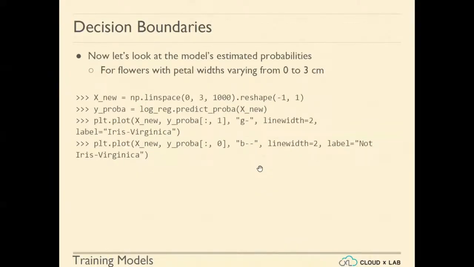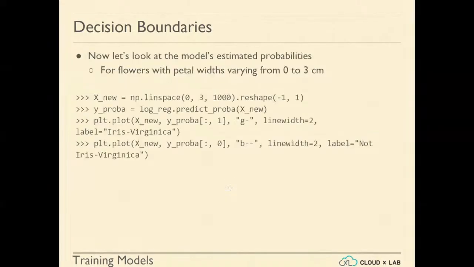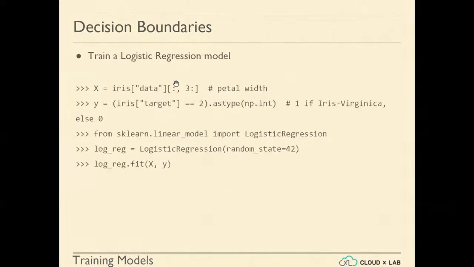Yes. So now let's look at the model estimated probabilities. Because we are only using one feature, petal width, in the code we have only used one petal width column, and we are using binary outputs, virginica versus not virginica, right?